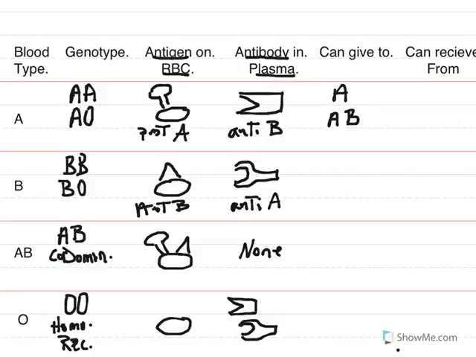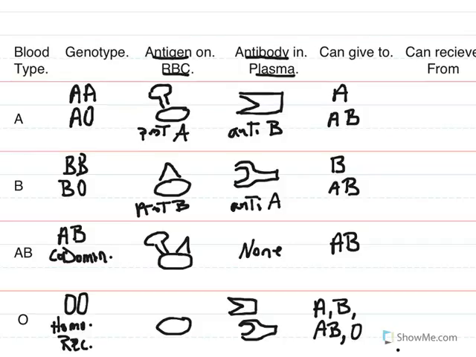Again, B can give to anybody that does not have anti-B in its plasma. So B can give to B, and it can give to AB. Now, AB has both antigens, so the only one it can give to is AB. O, since it doesn't have any protein, any antigen on its red blood cell, it can give to all blood types. So it can give to A, B, AB, and O, making it the universal donor.